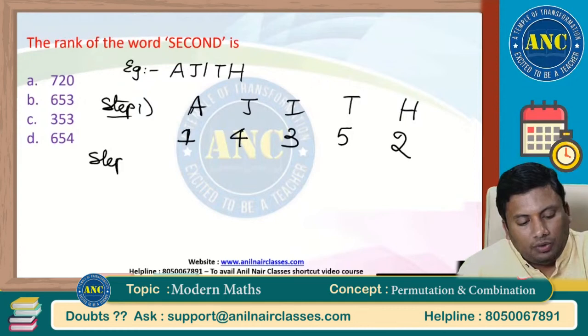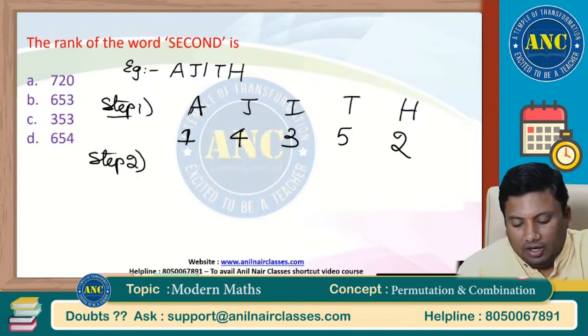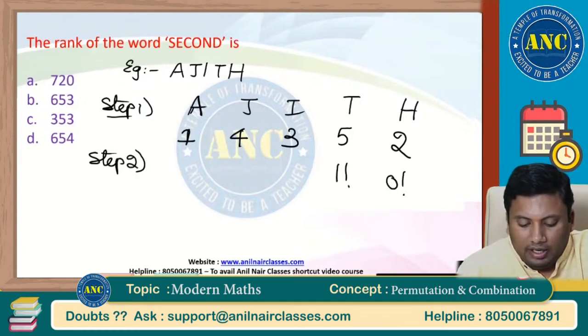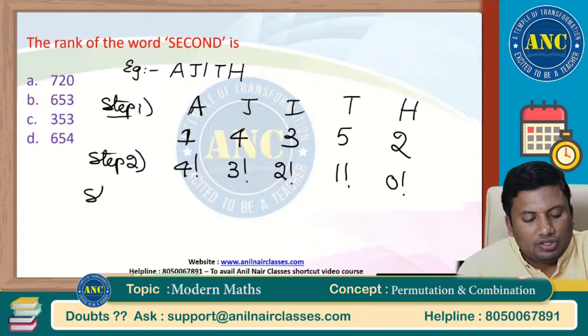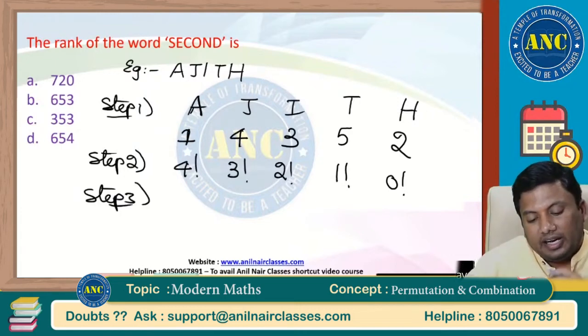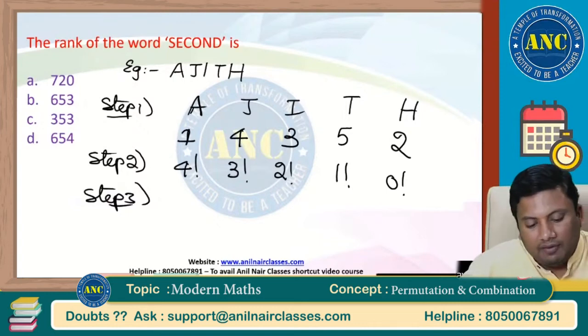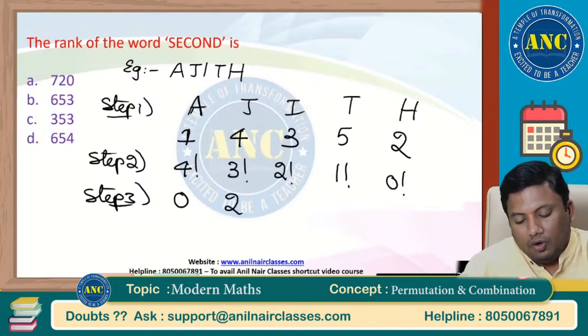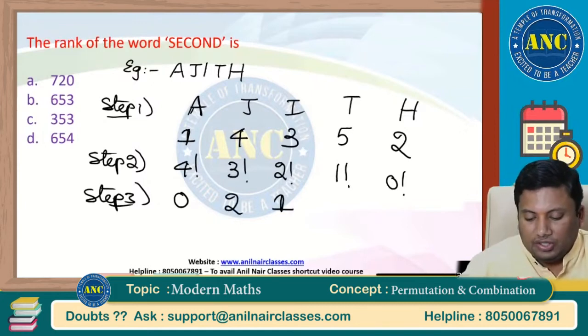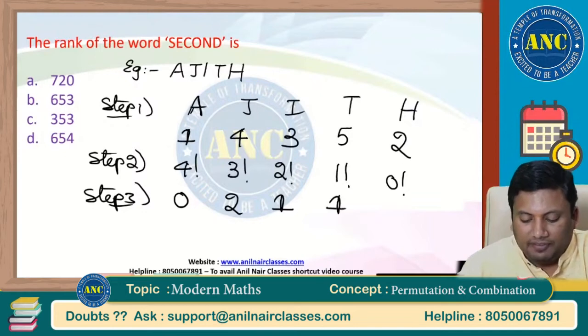Step number 2. Write down in the serial order: 0 factorial, 1 factorial, 2 factorial, 3 factorial, and 4 factorial. Step number 3. How many are to the right side which are less than 1? None of them. How many are less than 4? 2 and 3, which is 2. How many are less than 3, which is 1? How many are less than 5, which is 2?